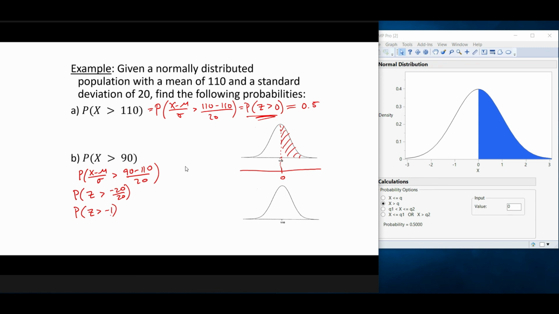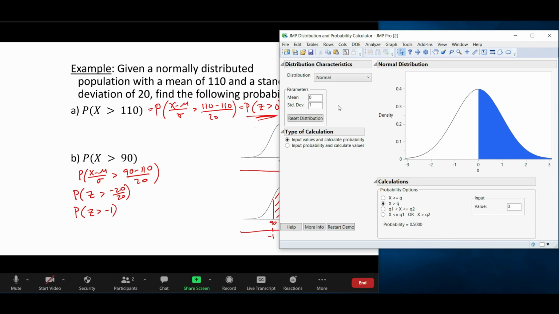So if I get my standard z-score units down here, there's 0 and here's negative 1. So what we've determined was 90 in the original units corresponds to negative 1 in the standard normal units. And I want the probability x is greater than 90, and that's the same thing as z is greater than negative 1. So let's put that into our distribution calculator.